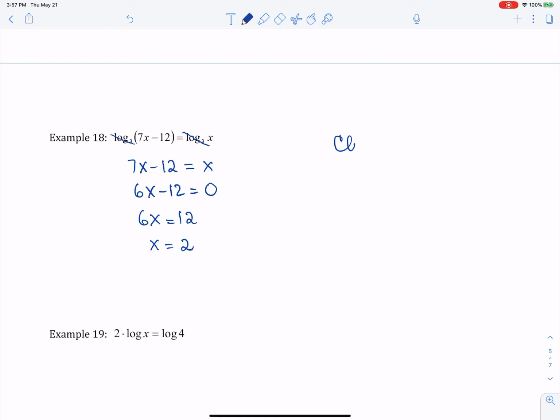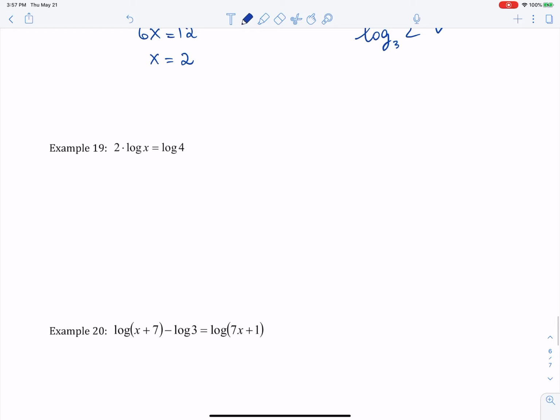The only thing I need is to check if I worked correctly. Logarithm base 3 of 7 times 2 minus 12. Is it equal to logarithm base 3 of x, which is 2? And indeed, 7 times 2 is 14 minus 12 is 2. So that answer checks. Now for example 19, we cannot continue before we take care of that 2 here.